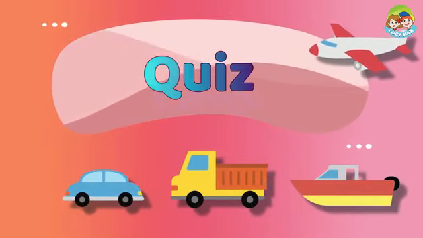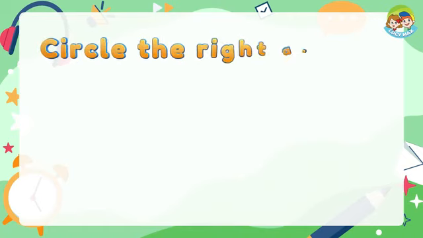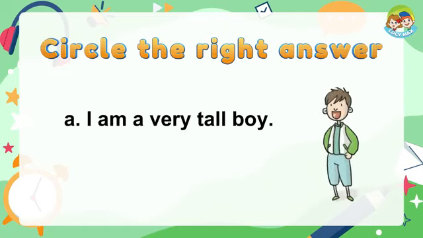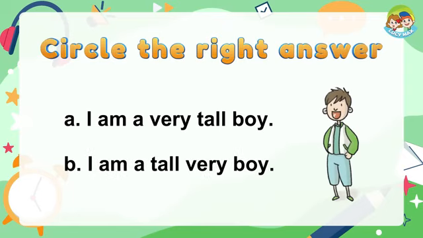Quiz. Now we will circle the correct sentence. A. I am a very tall boy. B. I am a tall, very boy. The answer is A. I am a very tall boy. The adverb comes before the adjective.